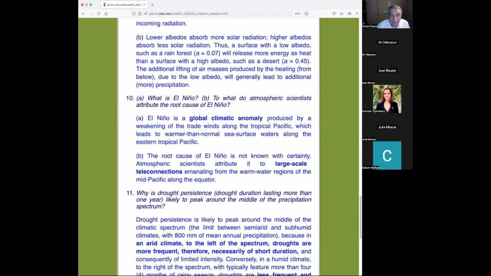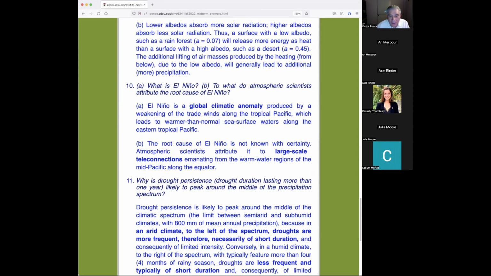Okay, number 10. What is El Nino? And B, to what do atmospheric scientists attribute the root cause of El Nino? Straight out of the book, El Nino is a global climatic anomaly produced by a weakening of the trade winds along the tropical Pacific. That's why it's called ENSO, Southern Oscillation.